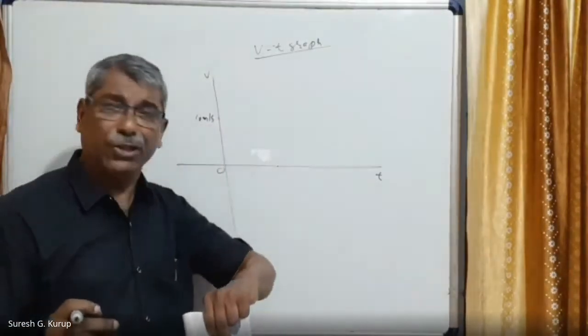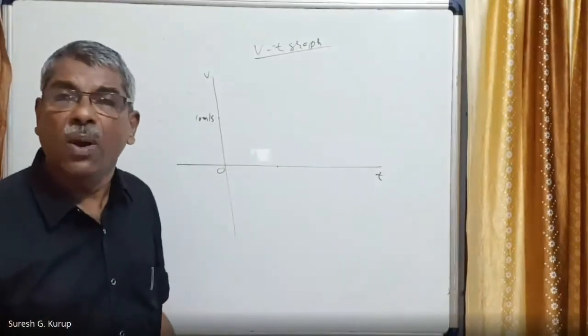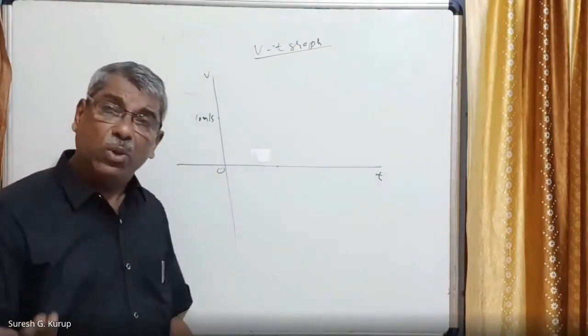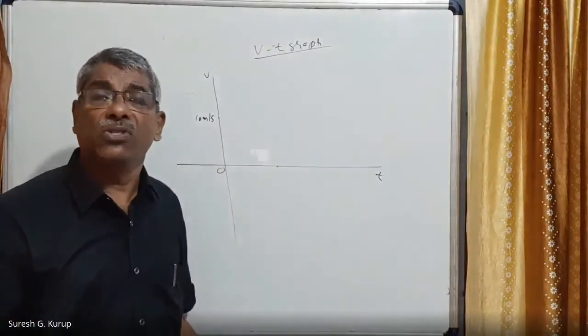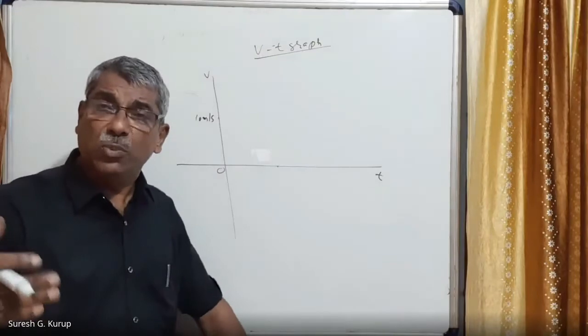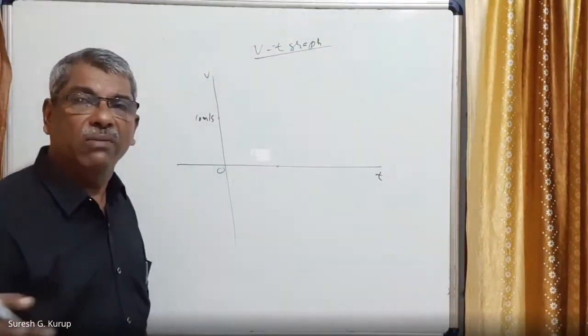Then you look at the watch. When it is 1 second, again you see the body has the same velocity. And when it is time 2 seconds, then also you will see that the body has the same velocity. The body is getting displaced equally in equal intervals of time. That means the velocity always remains constant.